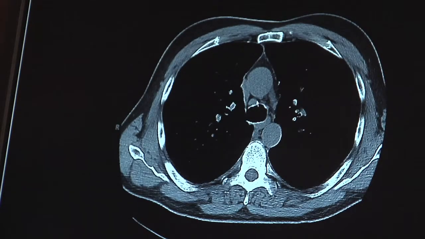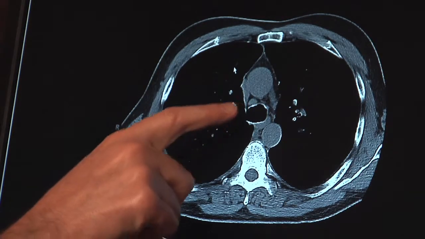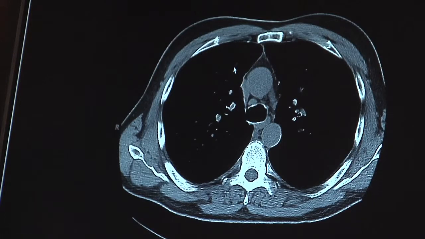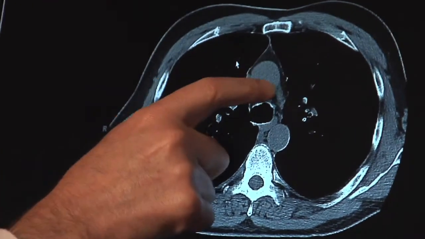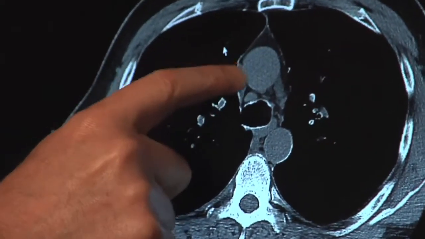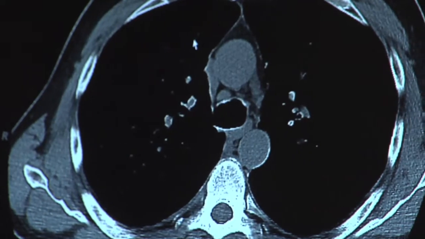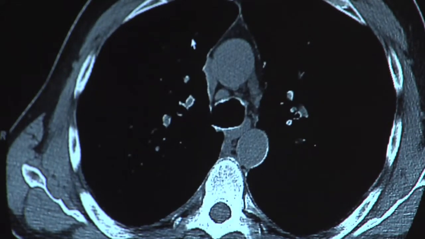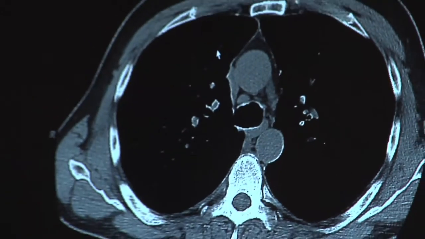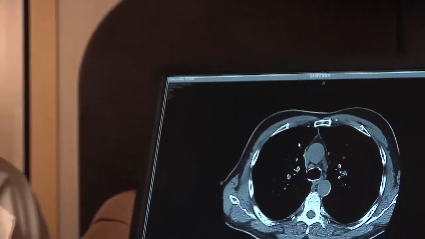For example, that structure there is a lymph node sitting right next to the windpipe between the aorta and the vena cava. So these are two major blood vessels and then a small lymph node. Sometimes when cancers involve the lymph nodes they get to be very large, and we can see them on the CAT scan.